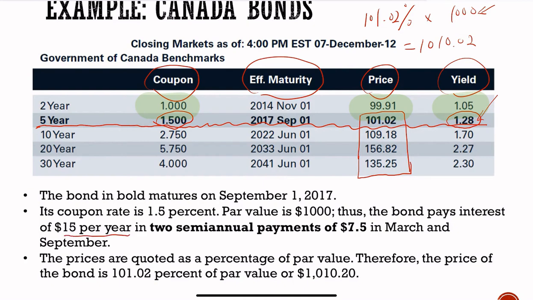And because you get paid twice per year, per payment is $7.5. This is the first caveat. Obviously, you need to learn how to calculate the semi-annual payments. And later you will see that this actually has very important implications on bond pricing.